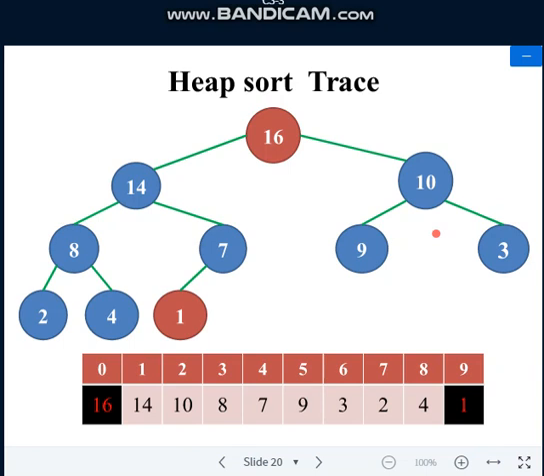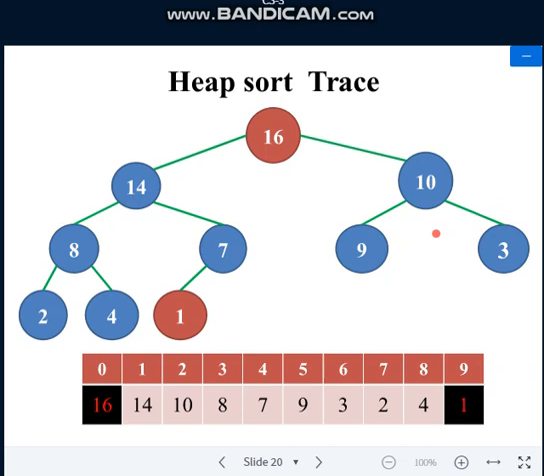Now look at this, heap sort. Once the heap is converted to a max heap, because our ultimate goal is to sort it, what we have to do is this: because it is a max heap tree, the root node will always be the node with the highest value. The root node's value will be the highest among all the values in the tree, because it is a max heap.